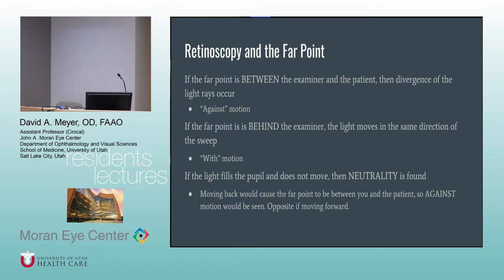If you see neutrality, which basically means not much of a motion one way or the other, it doesn't look with, it doesn't look against. It almost looks like there's this kind of bright flash of light. That's neutrality. That's kind of where you want to be. Then if you found neutrality and you got closer and closer to the patient, you would see with motion. If you got farther and farther from the patient from that point, you would start seeing against motion.